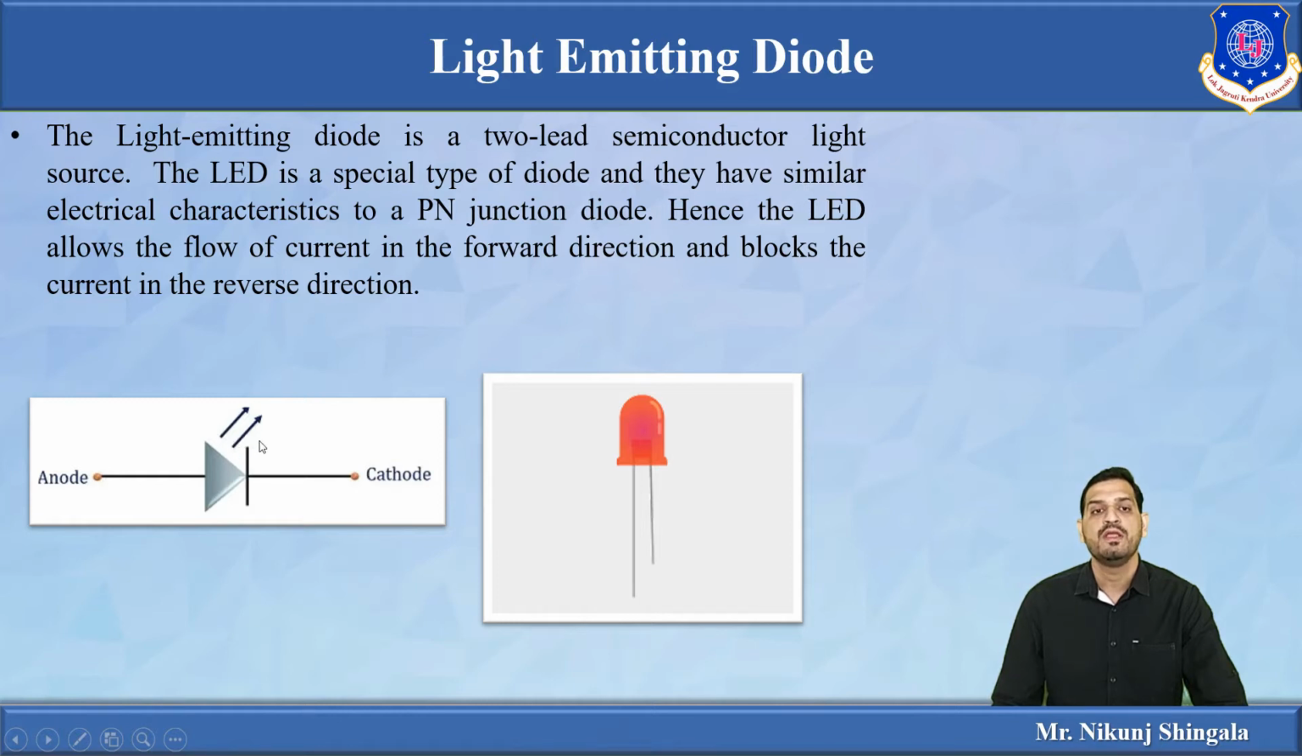And this is the symbol. Arrows are there, whereas in the normal PN junction diode, arrows are not there. It is basically a two-lead semiconductor, a special type of diode, and it has similar electrical characteristics to a PN junction diode. Basically an LED works in forward bias mode, and in reverse bias mode it will not work. In reverse bias no current will flow, and the LED will not blink or turn on.